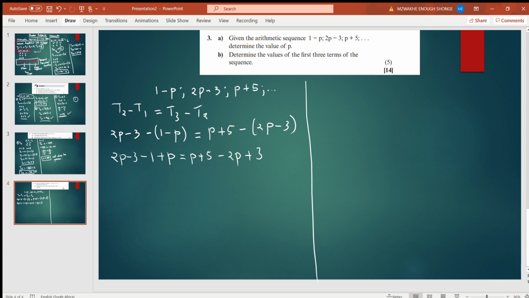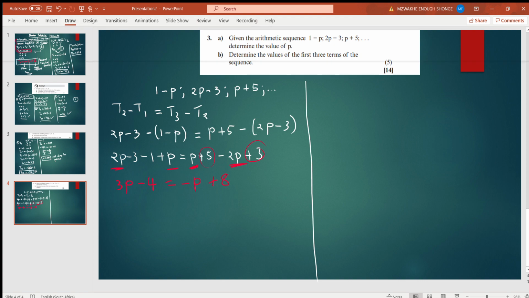Then you look for like terms. The like terms will have this p, p, p, p. So you say 2p plus p, which gives you 3p. Then minus 1 minus 3, you get minus 4 on this side. On the other side, we have p minus 2p, which gives you minus p. Then you have 5 plus 3, which is plus 8.